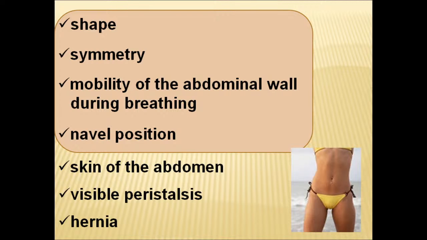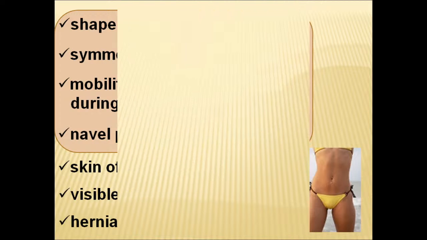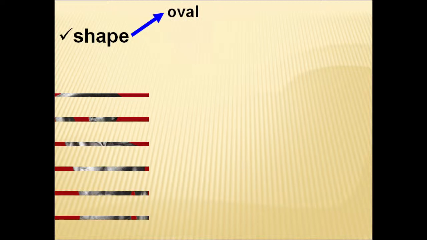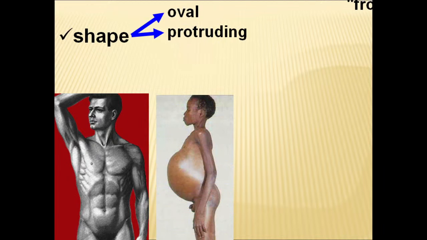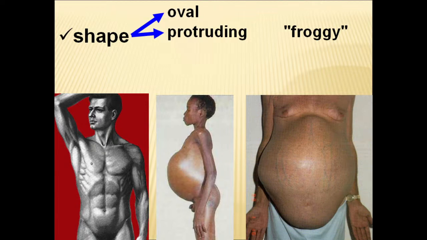If any specific pathological signs are revealed, such as local affection of the abdominal skin, visible peristalsis, protrusion due to growth of tumor or hernia, you will pay additional attention to these questions. When we are talking about shape, normally the shape of our abdomen is oval or rounded depending on constitution. In pathology, the abdomen may be enlarged. We are talking about a protruding abdomen due to ascites or meteorism.